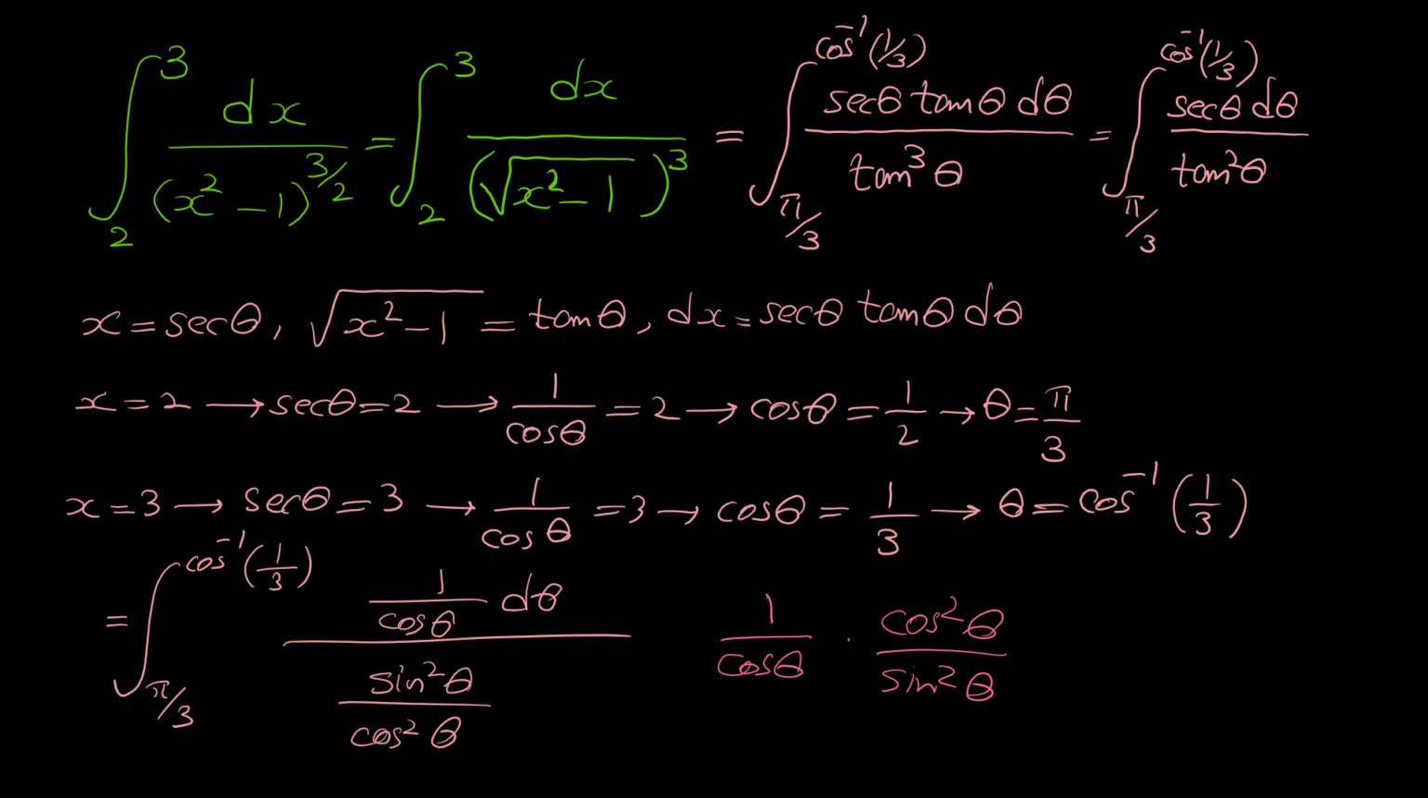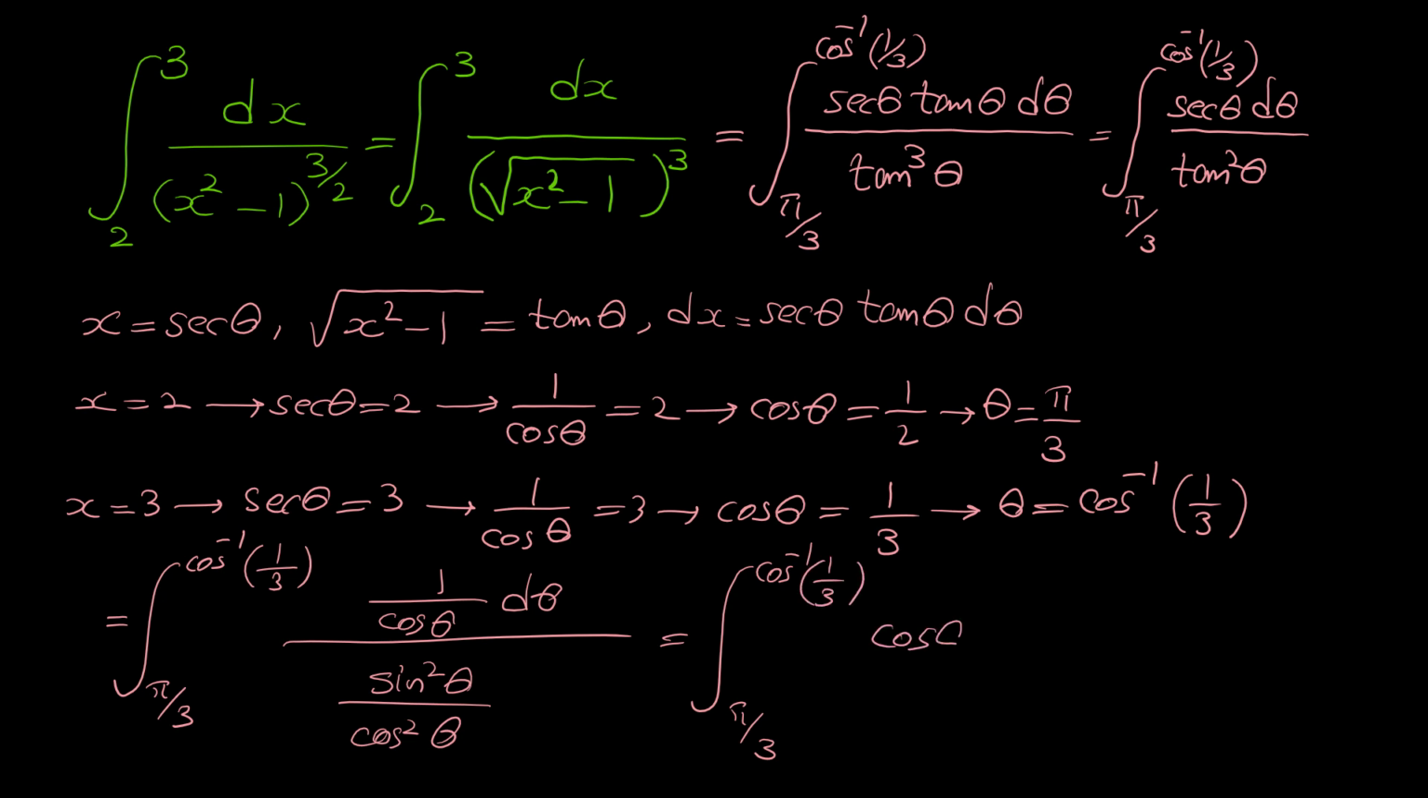And as you can see, 1 cosine with 1 cosine cancelled, and then we have cosine over sine to the 2. So we can simplify this and write it as cosine over sine to the 2. And then we have an easy integral, from pi over 3 to cosine inverse of 1/3 of cosine theta over sine to the 2 theta d theta. But what do we have to do here? Now a simple u substitution, we can find this integral.